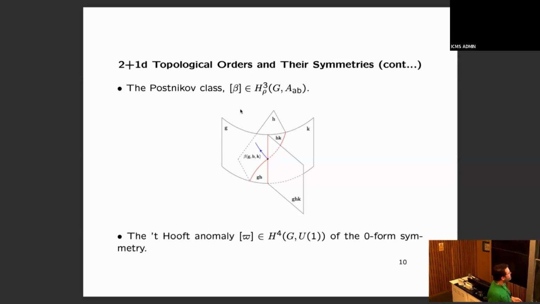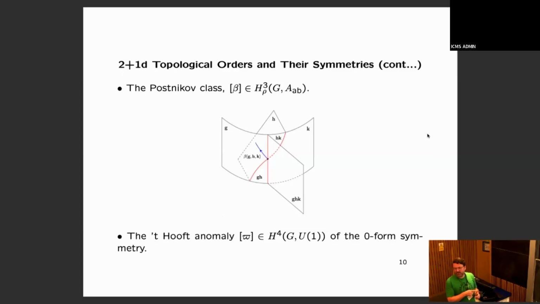Okay? And finally, a final piece of cohomological data is the so-called 't Hooft anomaly. This is something that lives in H^4(G, U(1)). Basically, if you make background G gauge transformations, it leads to some phases in the partition function, and it's an obstruction to being able to gauge the symmetry G. Okay, so these are the cohomological data that you have in the invertible case.